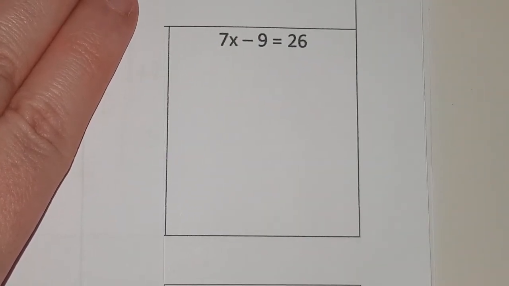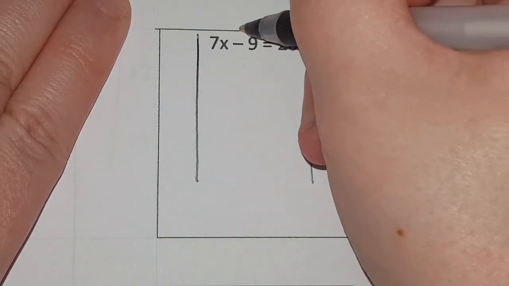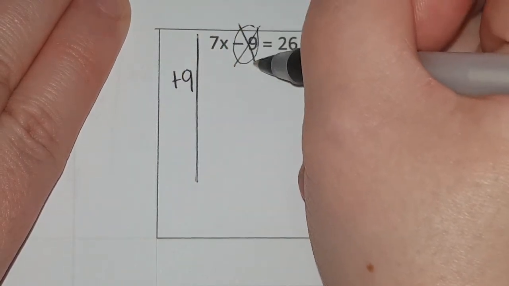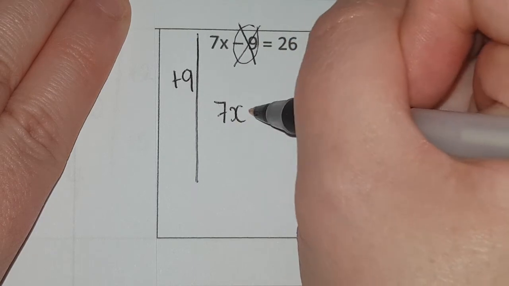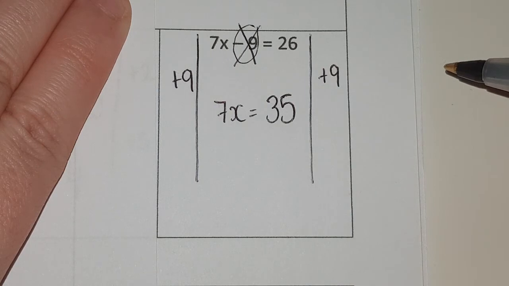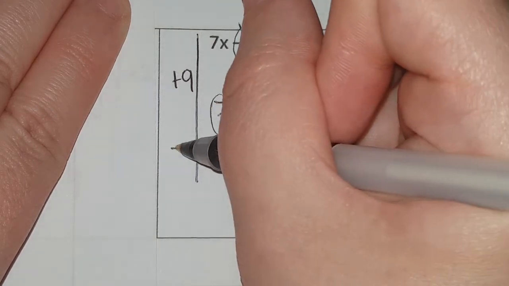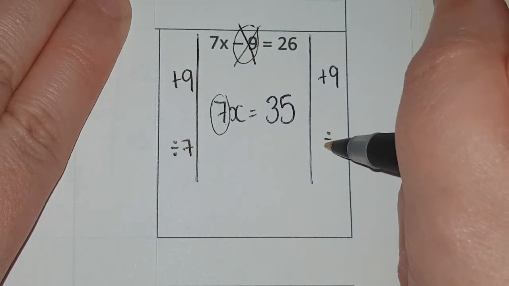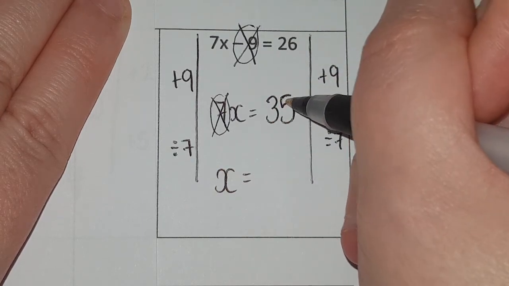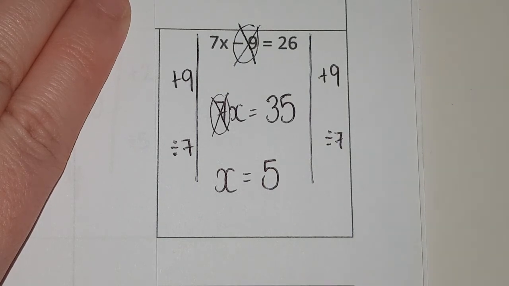Okay, and last question on this one. So again, anything added or subtracted goes first. So the opposite of subtract 9 is to add 9. That's going to cancel this one out to leave the 7x by itself. And 26 add 9 is going to give us 35. From there, we need to get rid of the 7. Remember, number and a letter means multiply, so the opposite is to divide. So if I divide by 7, I've just got the x left on this side. 35 divided by 7 gives me 5. Okay, and that is two-step equations.